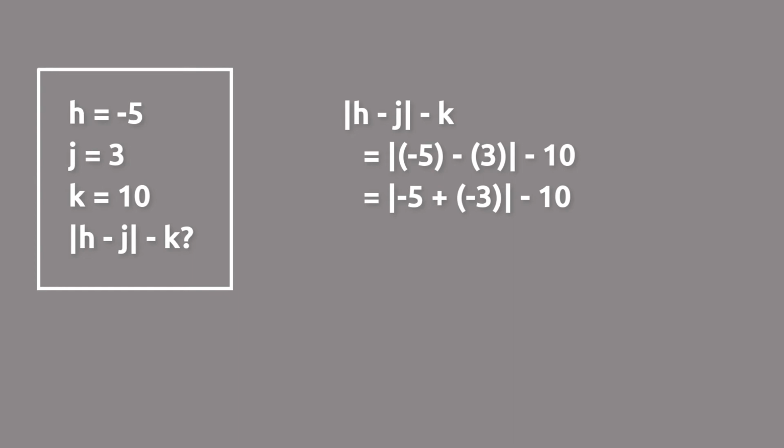And again, we're still subtracting the 10. -5 plus -3 is -8. We're still subtracting the 10. Absolute value of -8 is 8, because that's the distance from 0, minus 10. And again, textbook version, we're looking at 8 plus the additive inverse and -10.